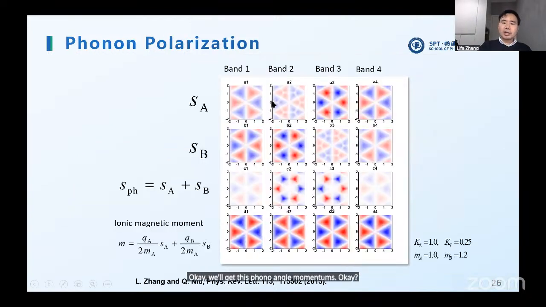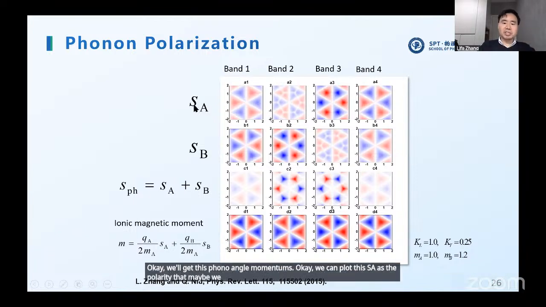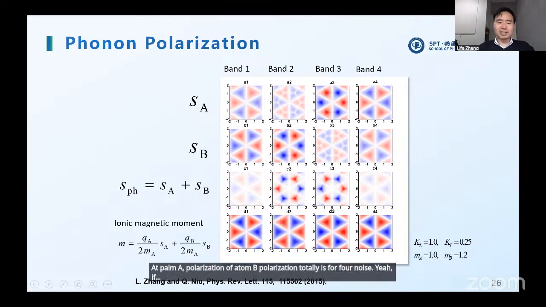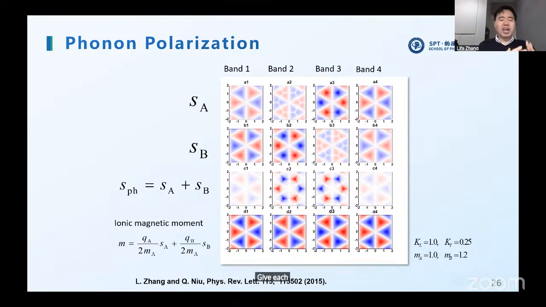Okay, we can plot this S_A as the polarization for atom A, S_B as the polarization for atom B, and the total polarization for the phonons. If the atoms have charge, then we can get magnetizations. So very recently, we can study the phonon magnetic moment. If each atom has an effective charge, when they do circular polarization, they should have magnetization.